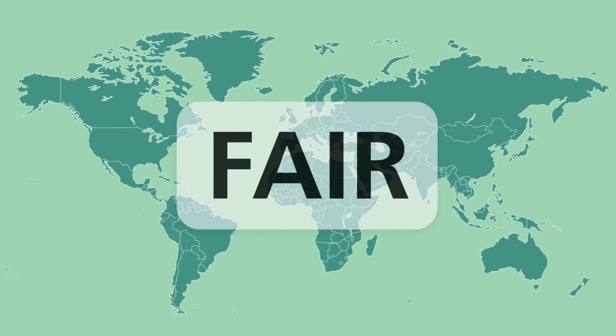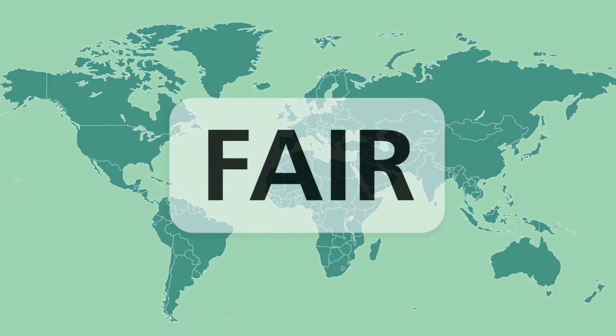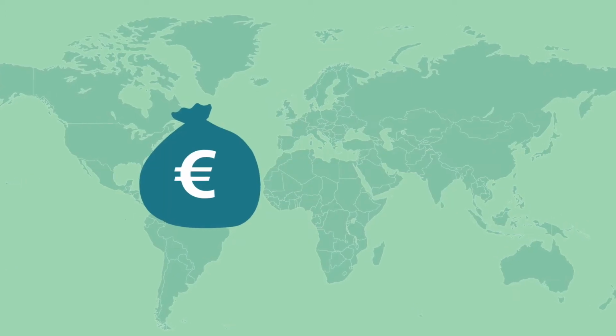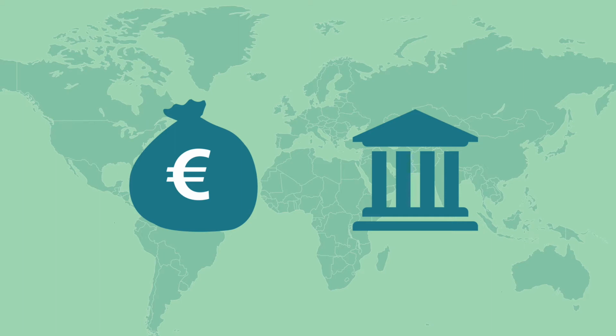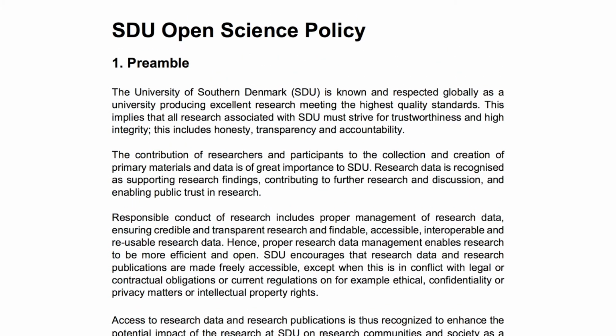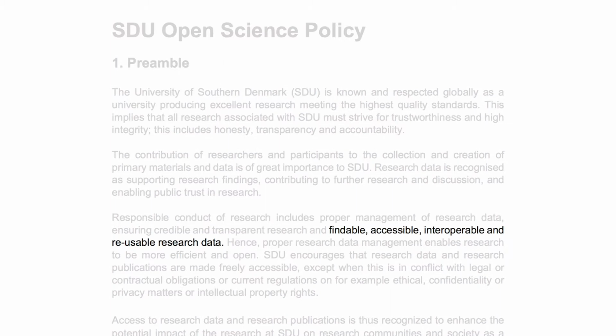Since then, the FAIR principles have gained broad attention all over the world. Funding agencies are incorporating them as part of their guidelines, and research institutions are including them in their policies. The FAIR principles are part of the open science policy at the University of Southern Denmark, and as such they guide our researchers on how they should manage research data. FAIR data contribute to the transparency and reproducibility of the research that our institution produces. More generally, the FAIR principles enable researchers to contribute to open science with high-quality research data.